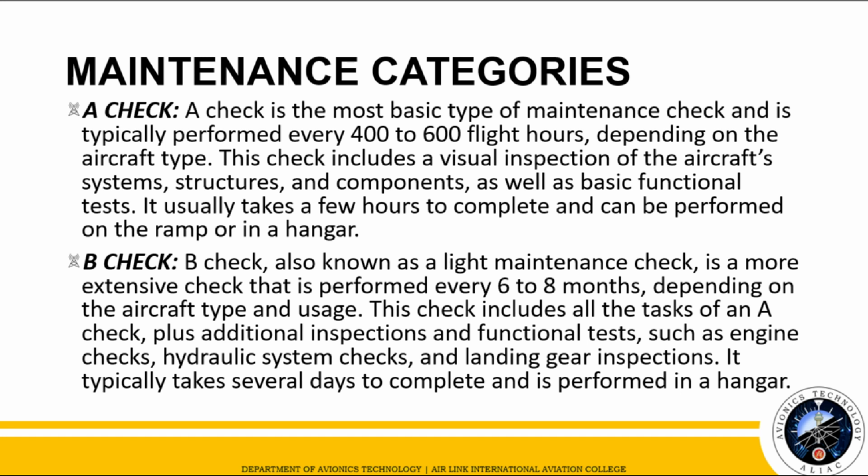B check, also known as light maintenance check, is a more extensive check that is performed every 6 to 8 months, depending on the aircraft type and usage. This check includes all the tasks of an A check plus additional inspection and functional tests such as engine checks, hydraulic system checks, and landing gear inspection. It typically takes several days to complete and is performed in a hangar also.